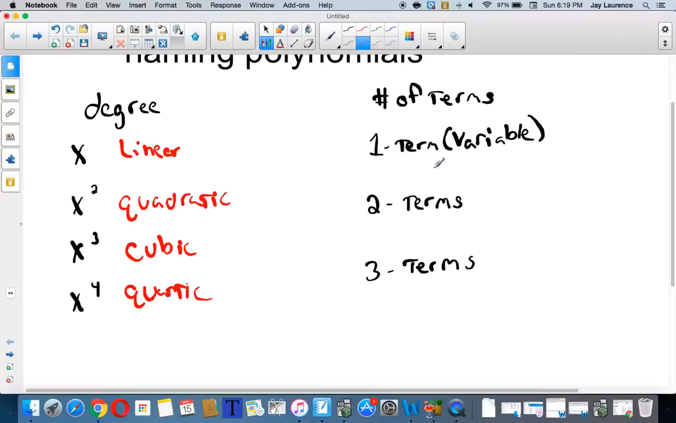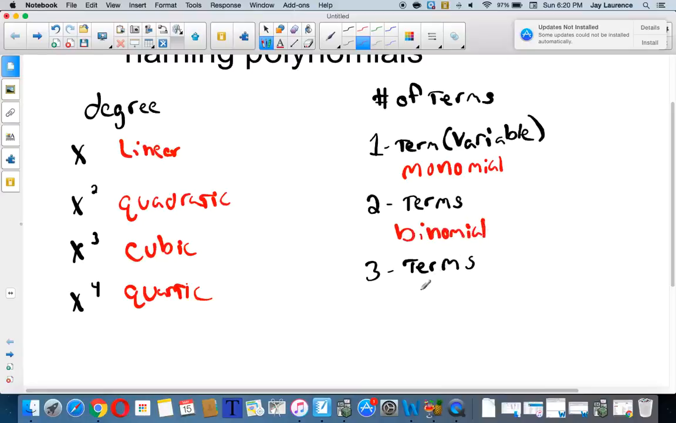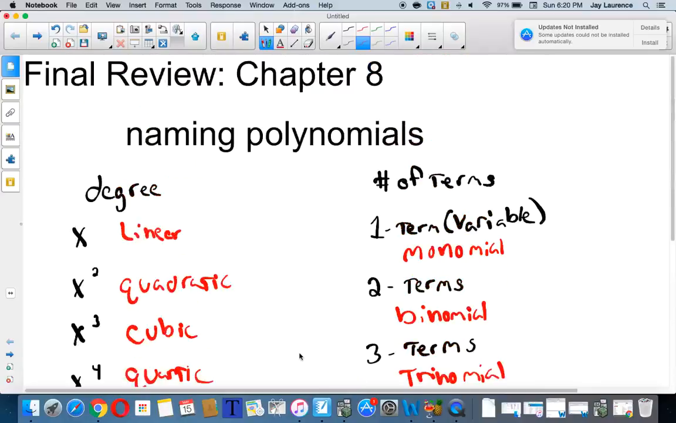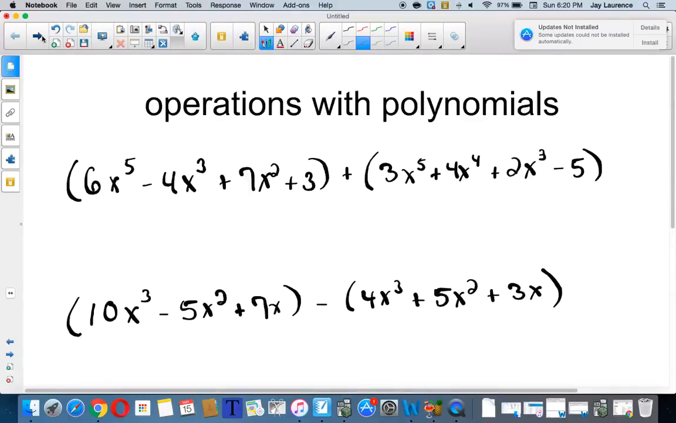If there's one term, and it's not a variable, we just call it a constant. But if there's one term with a variable in it, we just call it a monomial. Two terms, we call it a binomial. And three terms, we call it a trinomial. And then, of course, after three terms, we call it a polynomial. Oh, by the way, if it's higher than degree 4, we just use the number of the degree. So if it's x to the 5th power, we would call it a degree 5, whatever, monomial, binomial, depending on what it was. All right, so that's that. I don't want to go over that too much, take too much of your time up. That should be simple stuff.